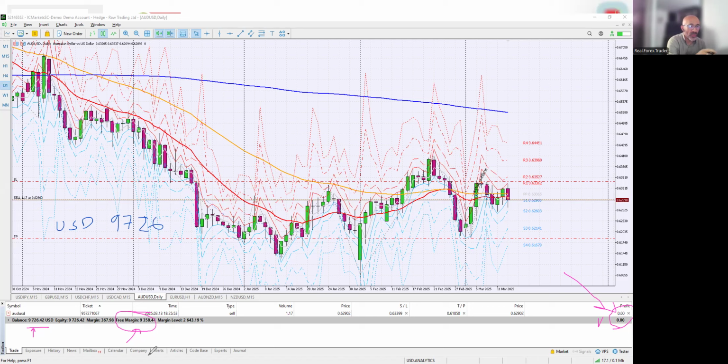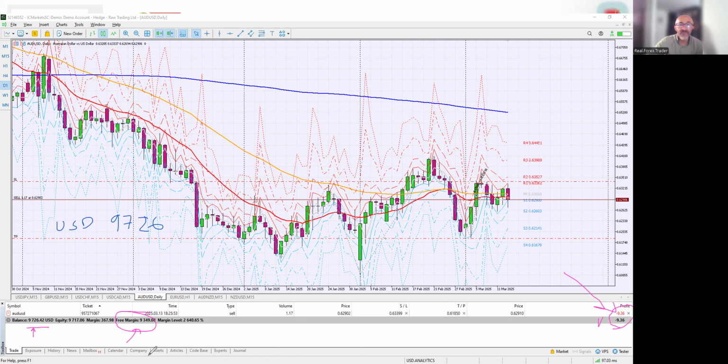If I profited with this trade, I don't know, $100, that is going to be $9,450. But if the trade was a loser of $100, it is not going to be 9,340, but 9,240. So the free margin also depends on the behavior of open trades.